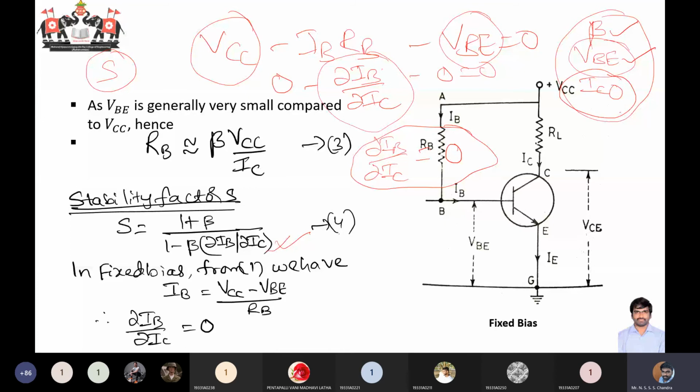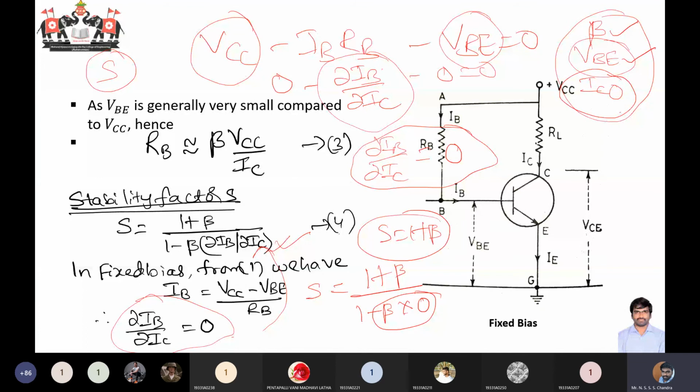Now replace this value in this equation. So what does it become? S is equal to 1 plus beta by 1 minus beta into 0. So this is 0. So S is simply equal to 1 plus beta. Okay, so S value will be equal to 1 plus beta.